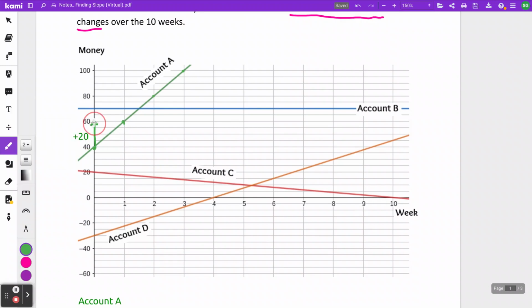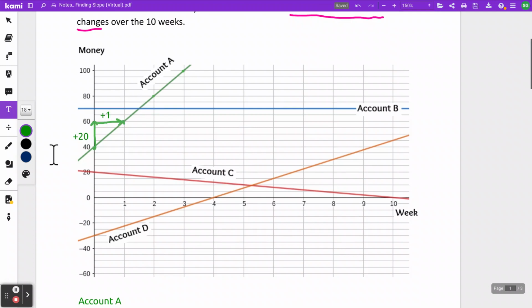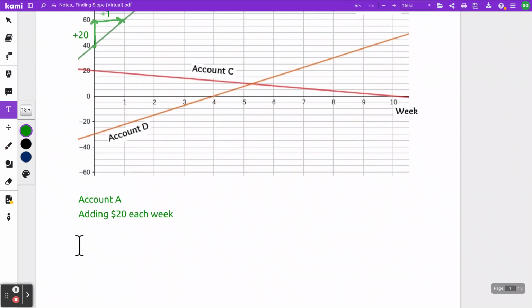And then it's going over from week 0 to week 1. That's adding $20 after 1 week. Now notice I'm going up 20 and over 1. Where have you heard that before? That sounds like slope, and it is slope.